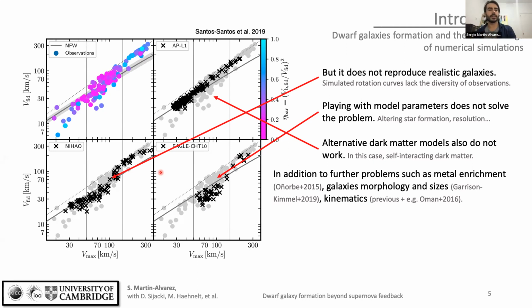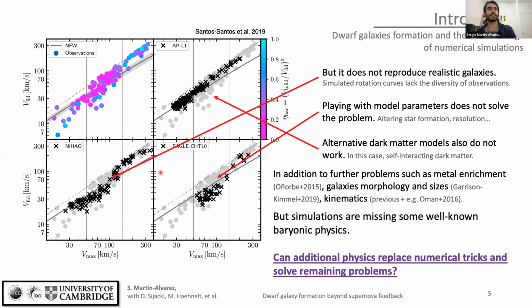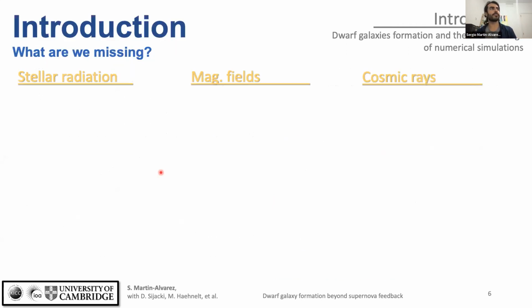So then the question is, if we are getting these things wrong, is it because we are missing some well-known baryonic physics? And if it is, can we actually use this physics to solve some of the numerical tricks that we use nowadays to get our dwarf galaxies right?